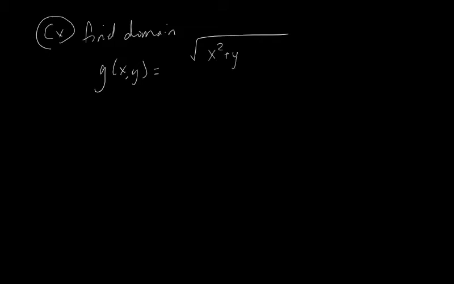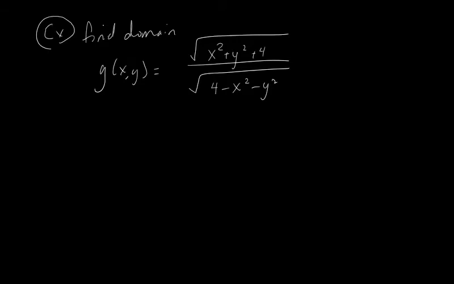So let's find the domain for g of x, y equal to the square root of x squared plus y squared plus 4, divided by the square root of 4 minus x squared minus y squared.